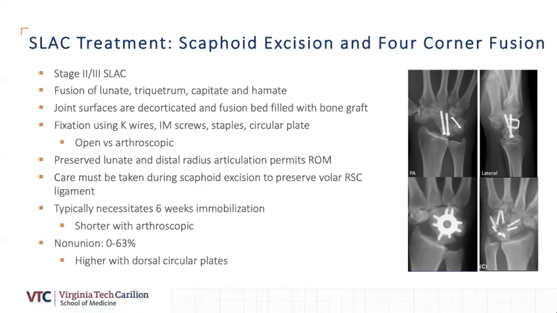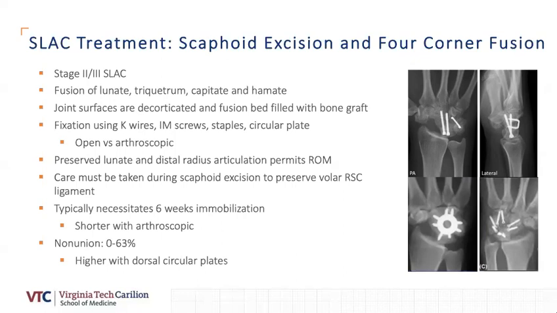And there are different techniques for this. For fixation, you can use K-wires, IM screws, staples, circular plates. And this actually can be done open or arthroscopically. The idea behind this surgery is that you preserve the lunate and distal radius articulation, which is a natural articulation that happens, and that's what's guiding all the wrist motion in this situation.